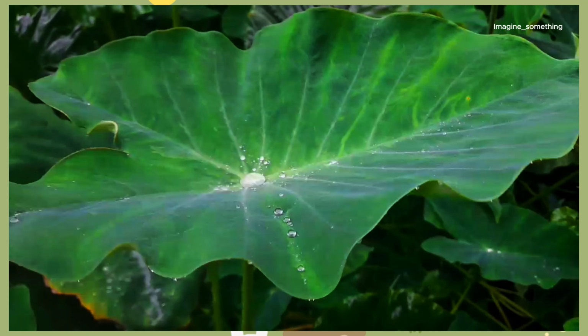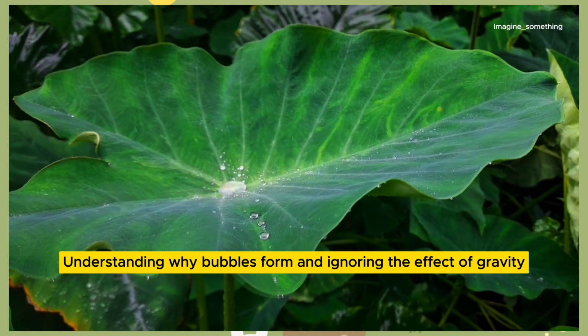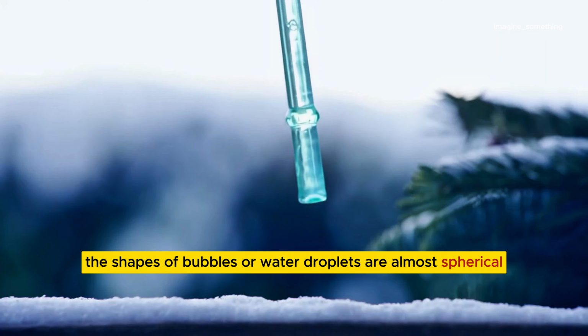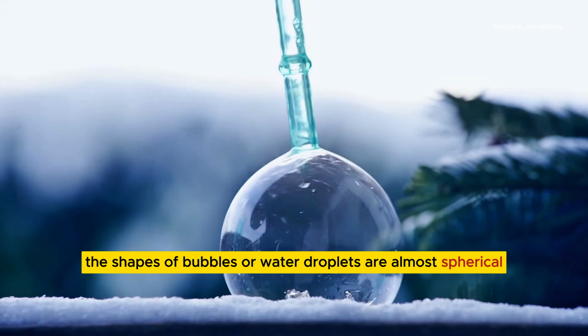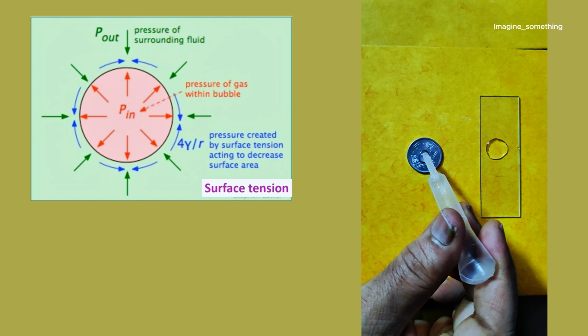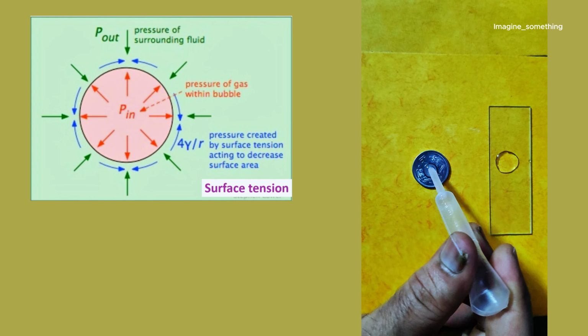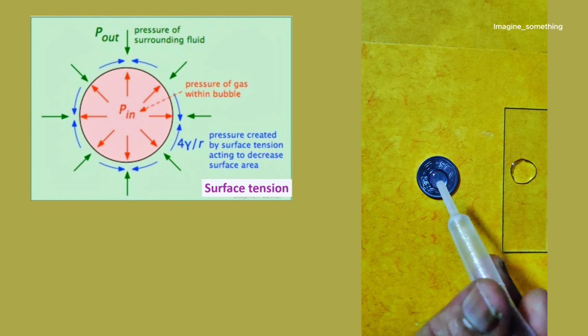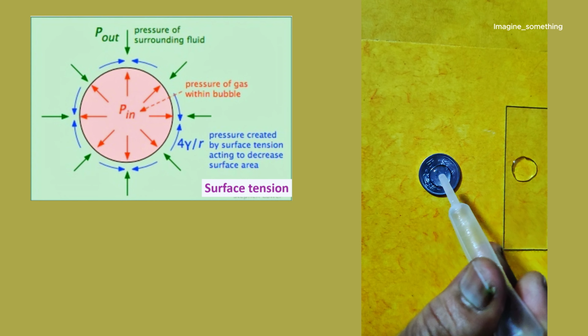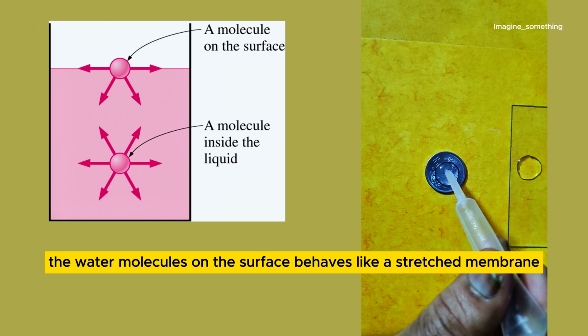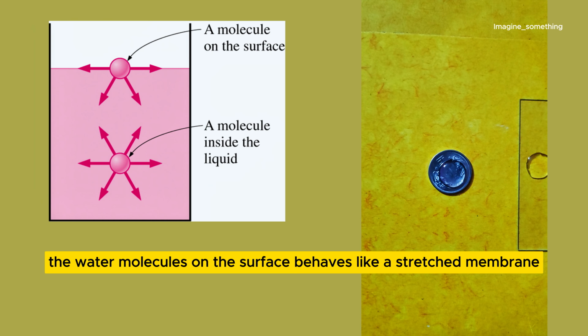Take a moment to observe the droplets on leaves. Isn't it amazing? Understanding why bubbles form, and ignoring the effect of gravity, the shapes of bubbles or water droplets are almost spherical, but why? Notice how these droplets curve inwards, almost as if they are pulling themselves together. This is because the water molecules on the surface behave like a stretched membrane.